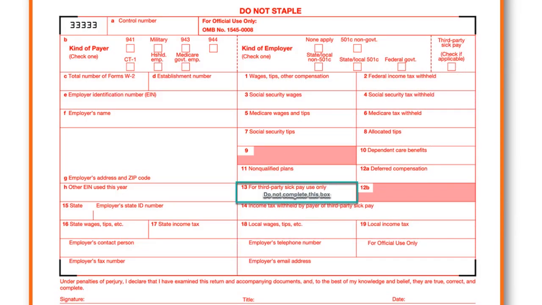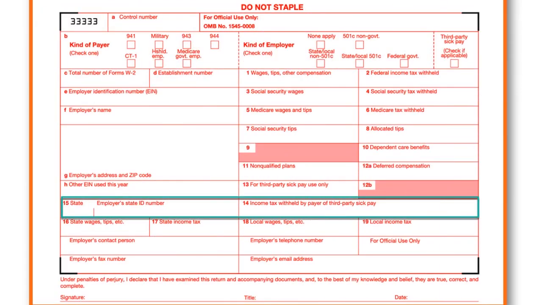So box 13, actually, you want to leave this box blank. It's actually for third-party sick pay use only. And so let's move on to box 14. So box 14, this box should only be filled out if your employees had federal income tax withheld from third-party sick pay. Box 15, you want to enter your state ID.